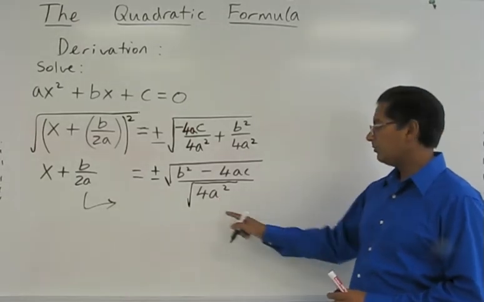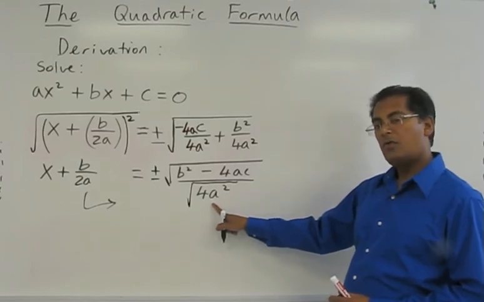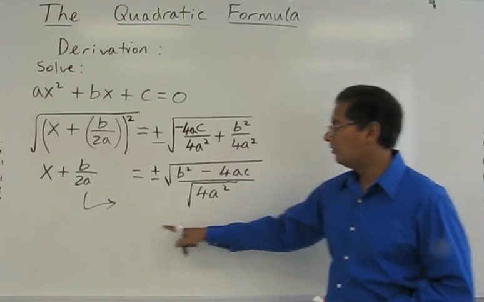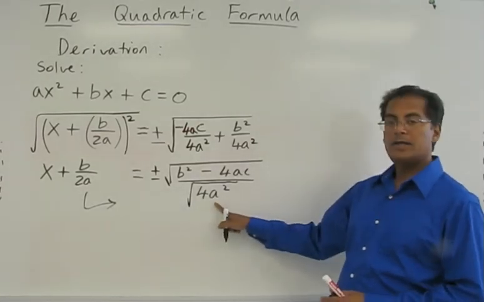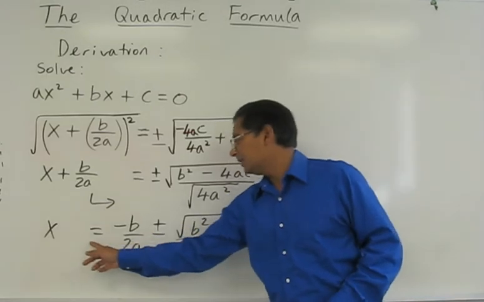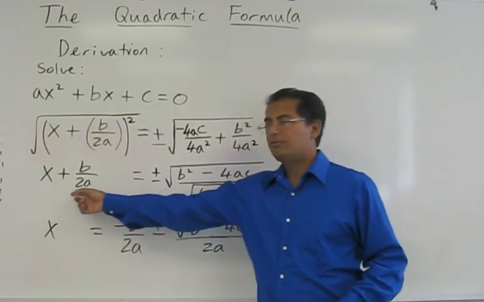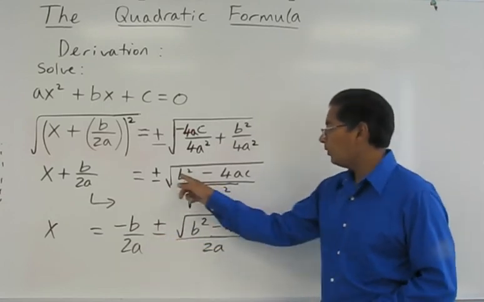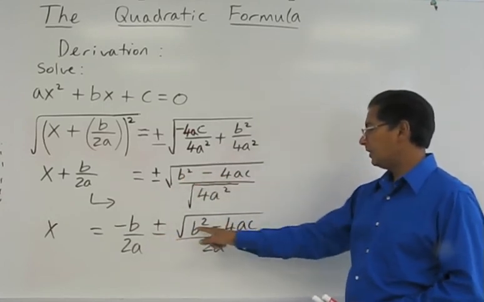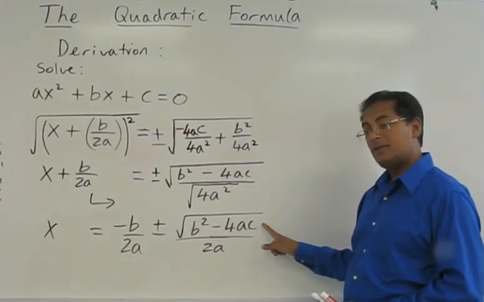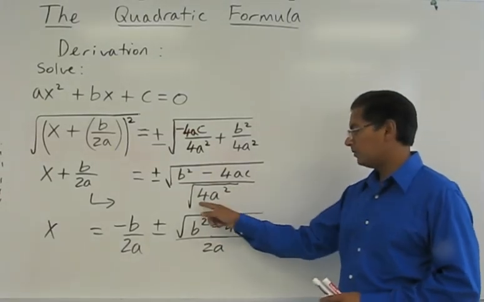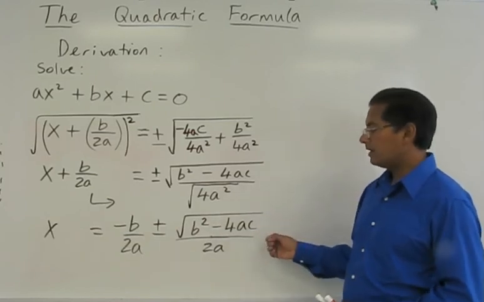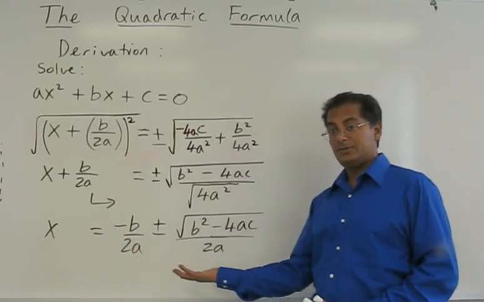If I square root the denominator, what's the square root of 4a squared? 2a. So we're going to do two things here. We'll move this over and then have a 2a over here. So what we have now is x equal negative b over 2a. Remember, I subtracted b over 2a from both sides, plus or minus the square root of b squared minus 4ac over the square root of 4a squared, but the square root of 4a squared is just 2a. So this is the quadratic formula. We've solved it for x. X is equal to this.